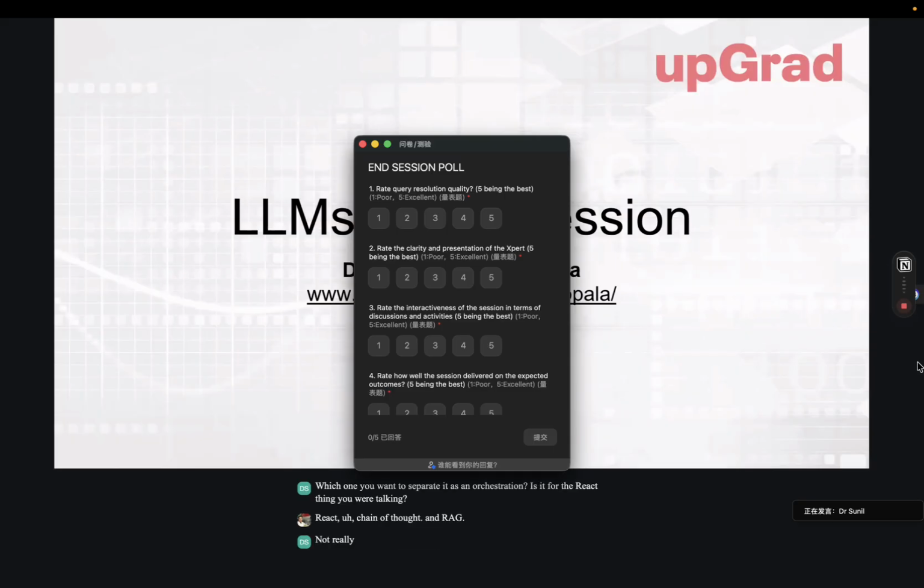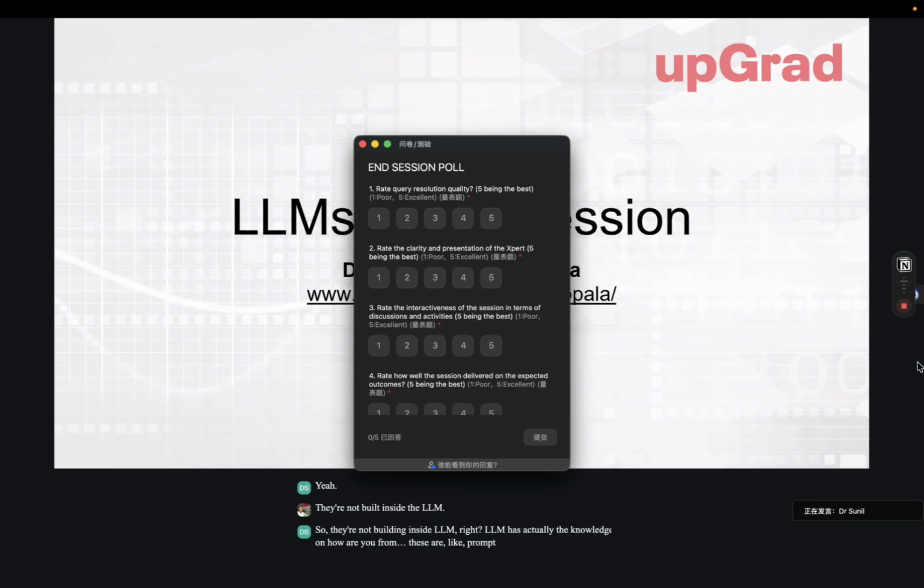Not really an orchestration. They are not inside the LLM, right? They are not built inside the LLM. The LLM has the knowledge, and how you prompt it matters. These are like prompt design patterns.